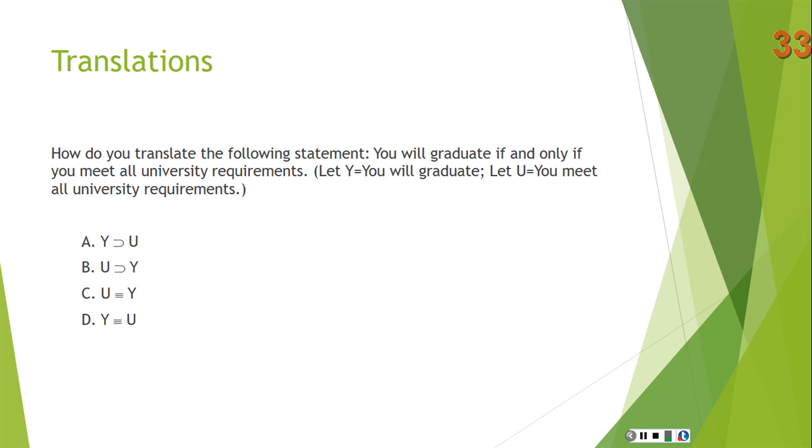All right. How do you translate the following statement? You will graduate if and only if you meet all university requirements. Let Y equal you will graduate. Let U equal you meet all university requirements.